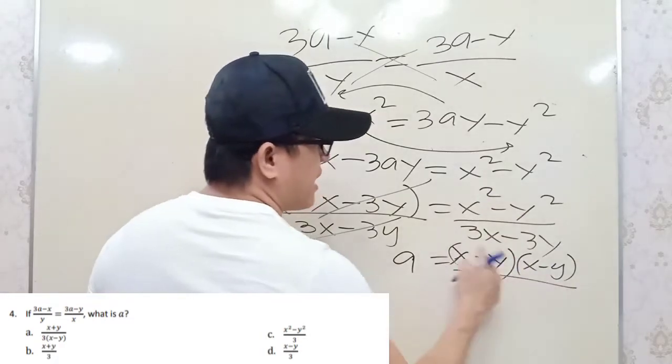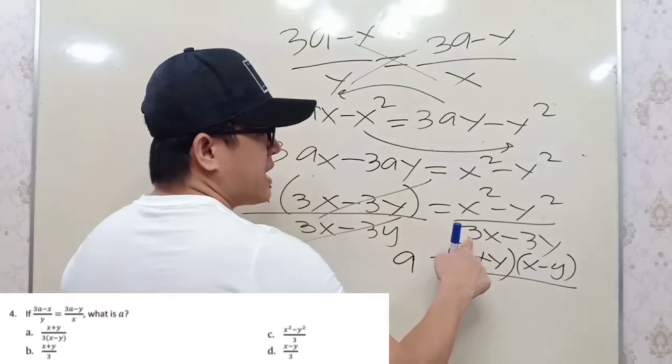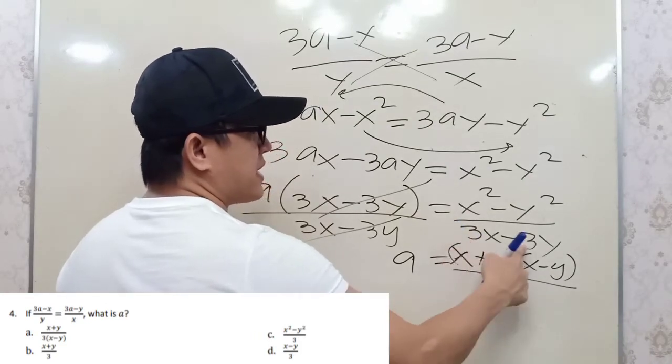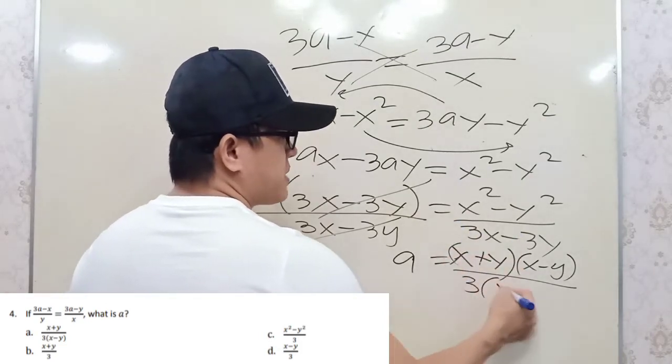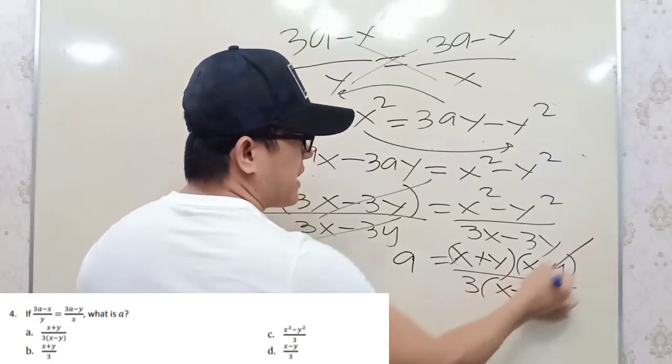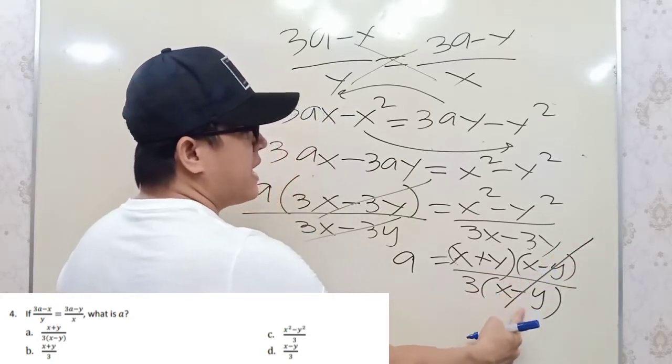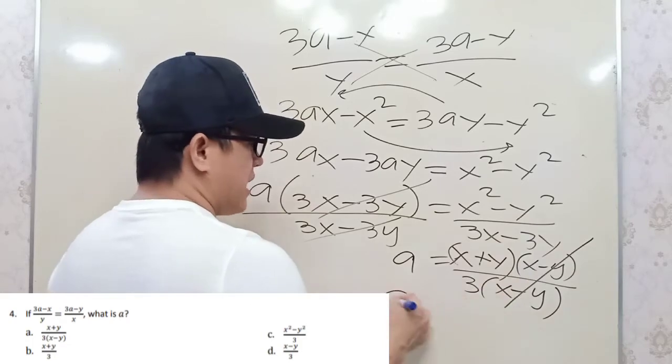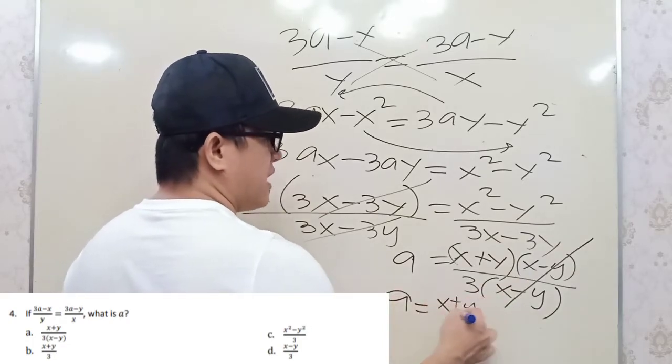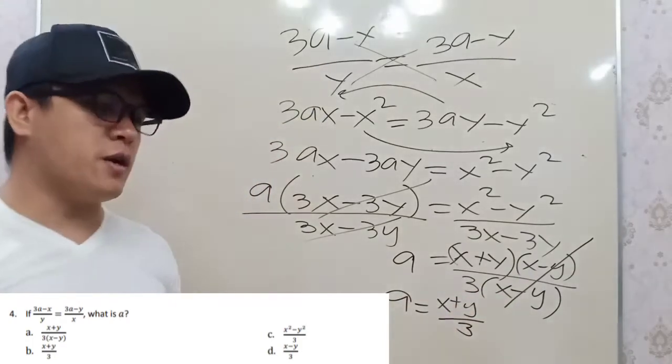Okay? And then divided by, i-divide natin, i-factor out natin C3 kasi common siya. So, we have 3 times x minus y. Okay? There you go. And then, cancel natin si x minus y kasi pareho na siya, magiging 1 na siya. So, a is equal to x plus y over 3. Okay? There you go.